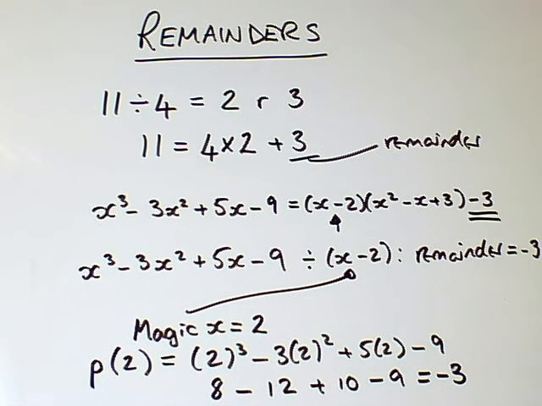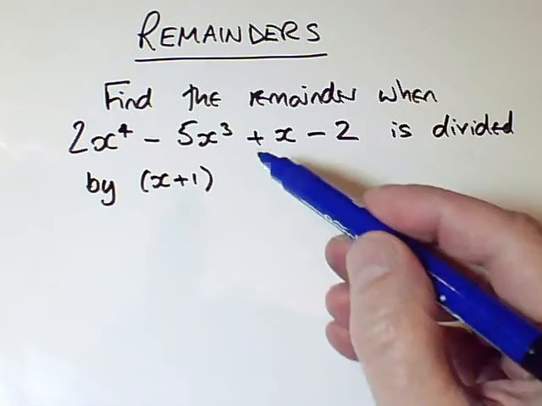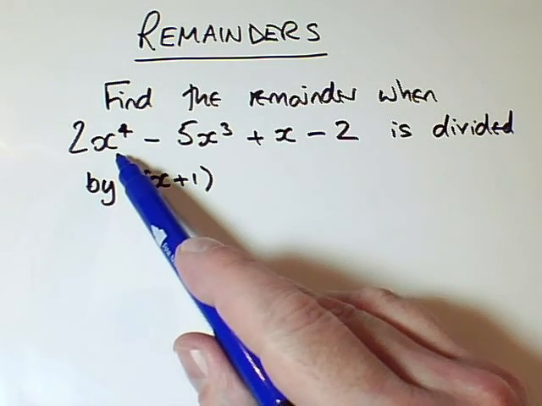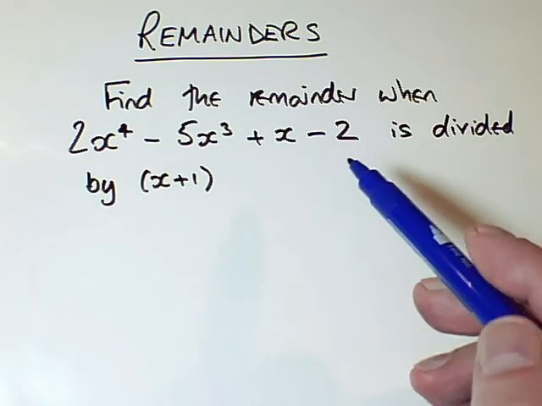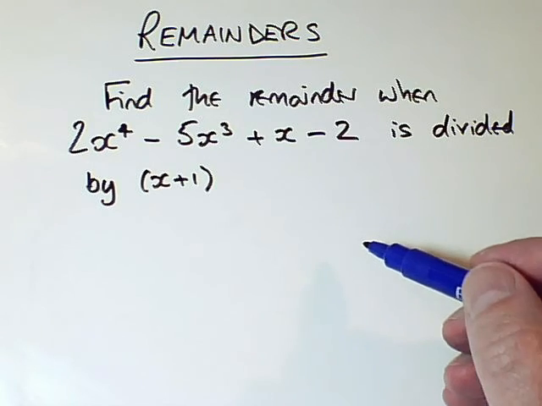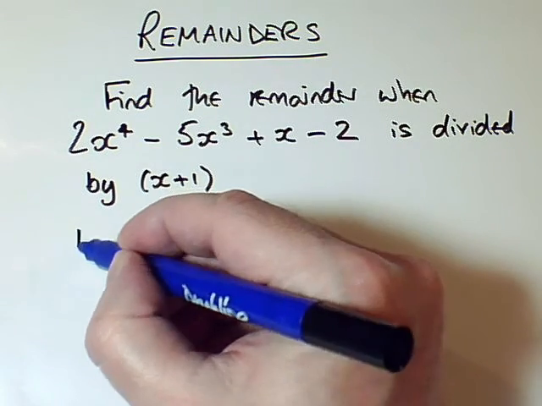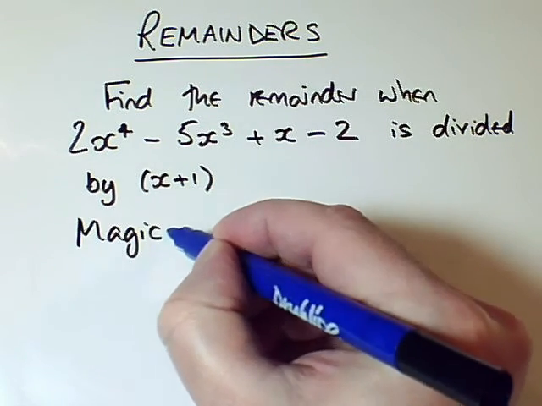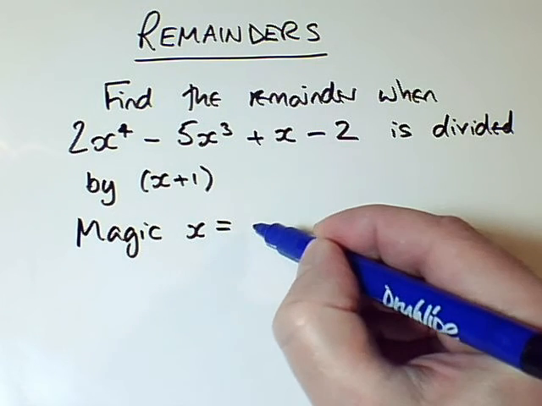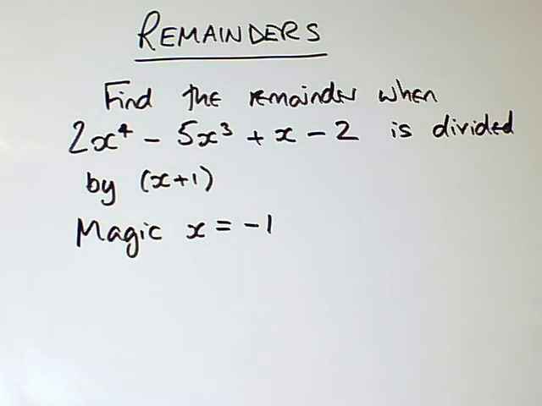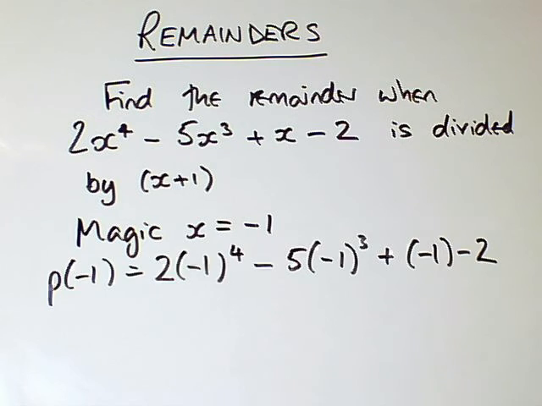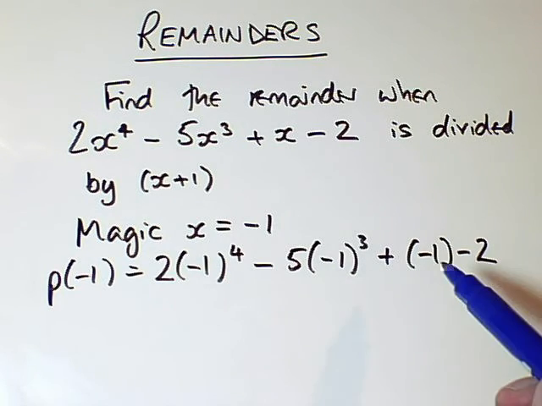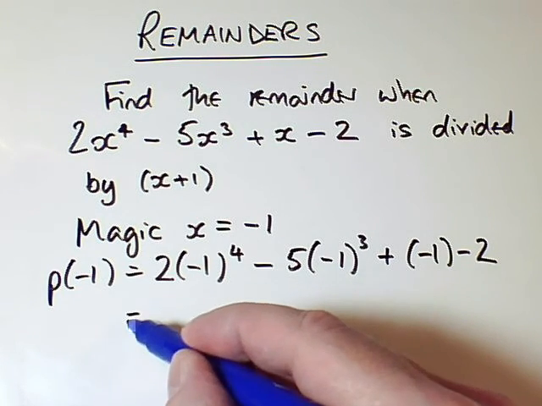Just one more example where we see how simple it is to use this in practice. Okay, so I'm dividing by x plus 1. This time I've got a power of 4. This is called a quartic polynomial, not a cubic. I don't care. All I've got to do is say what the magic x is. So the magic x is the value that makes the bracket equal 0, which is minus 1. And then I simply plug that into the polynomial. So all the x is replaced by minus 1s in brackets.